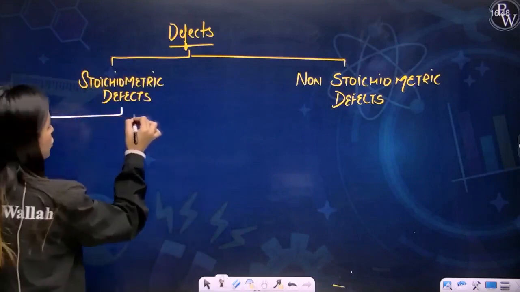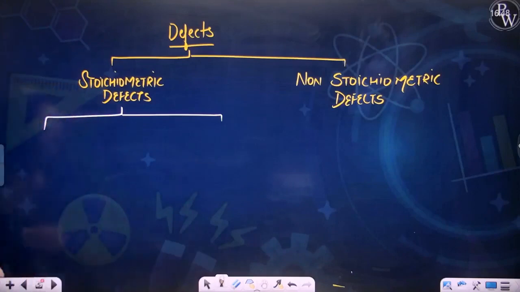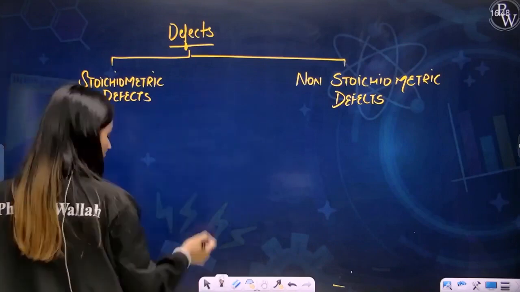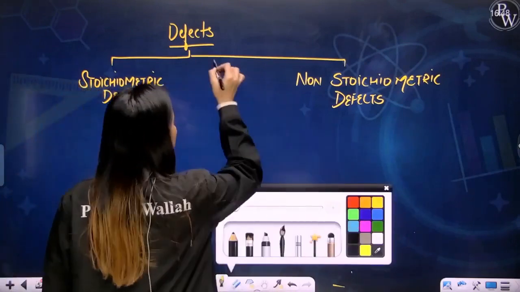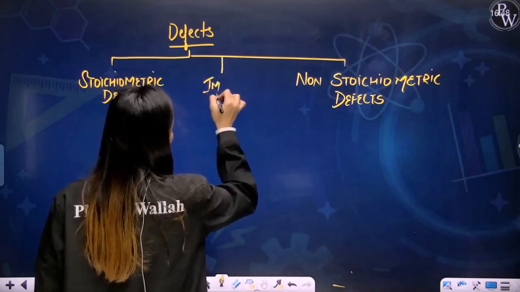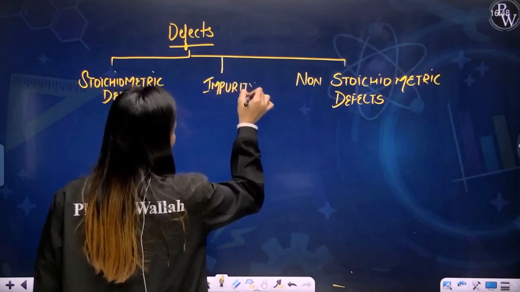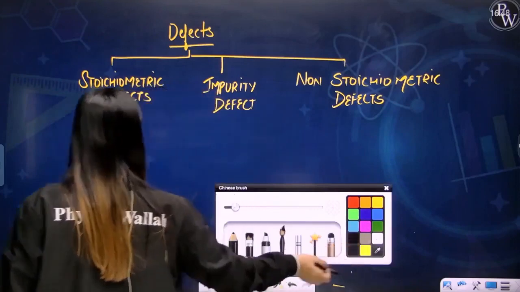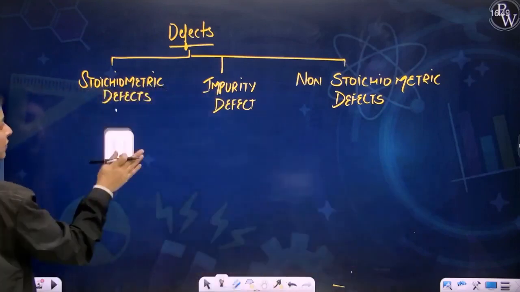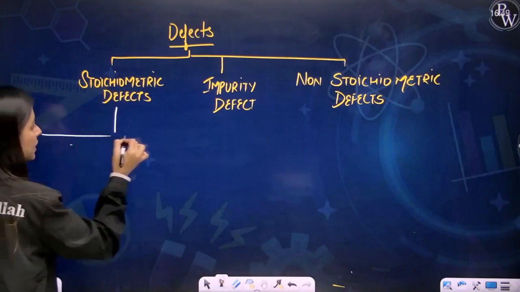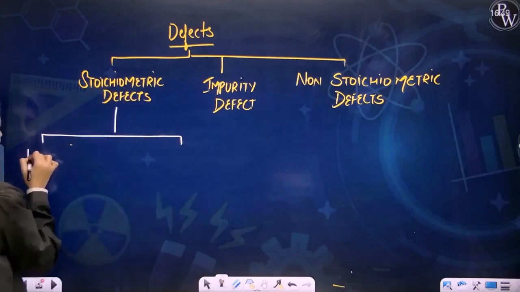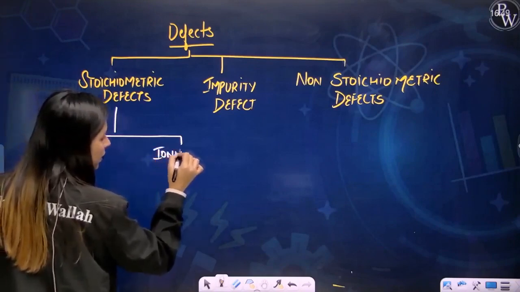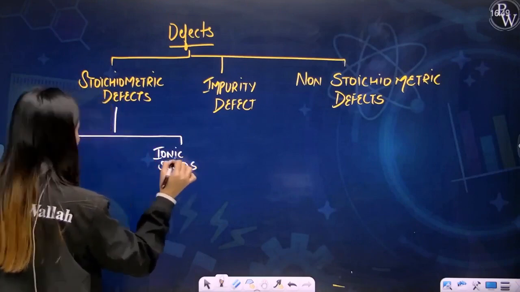Now, my dear students, your stoichiometric defects can be in two major parts. Also there is one more type of defect which is known as impurity defect. Now let's try to understand the stoichiometric defect. Your stoichiometric defects can be present either in ionic solids, or they might be non-ionic solids.